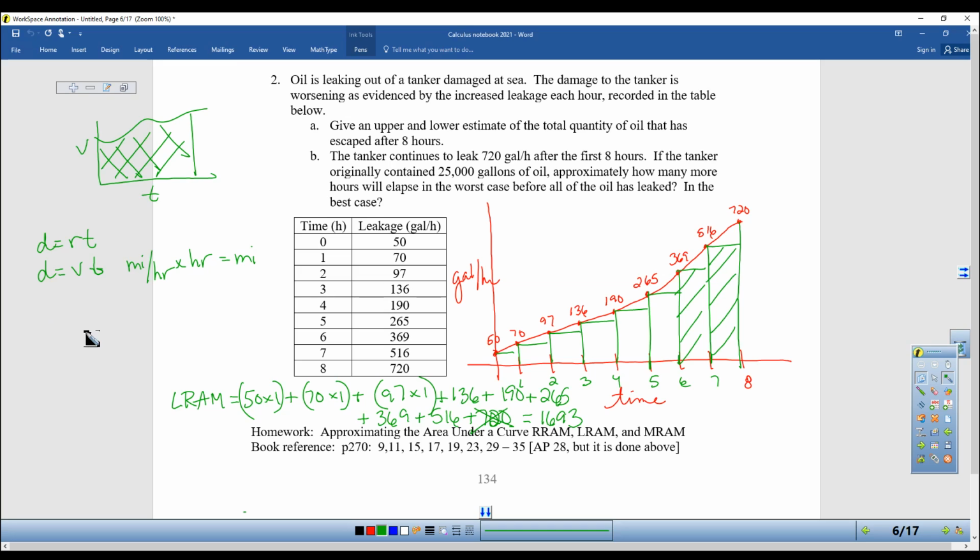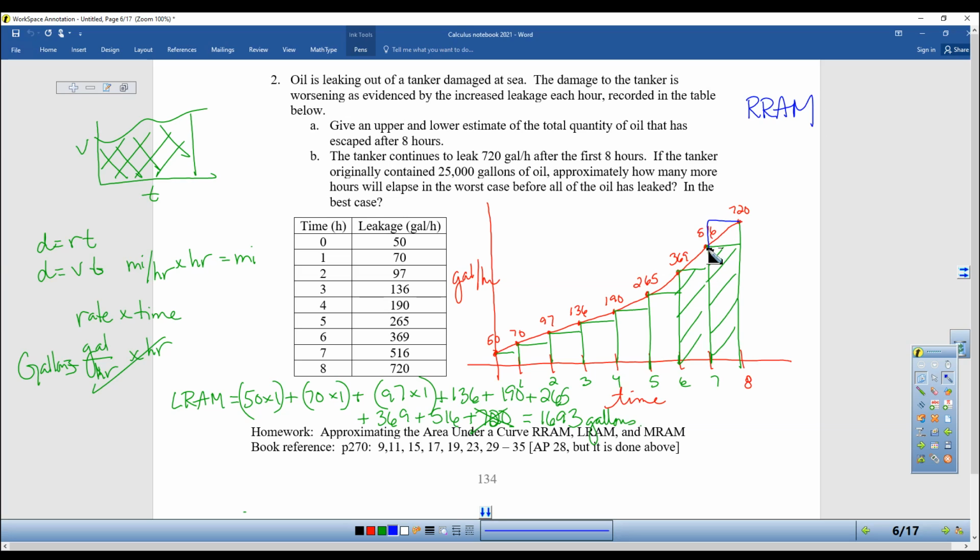In this case, we have a rate times time, but ours is gallons per hour times hour. So when you do that, you don't get a distance, you get gallons, you get an amount. So this is going to be 1,693 gallons.